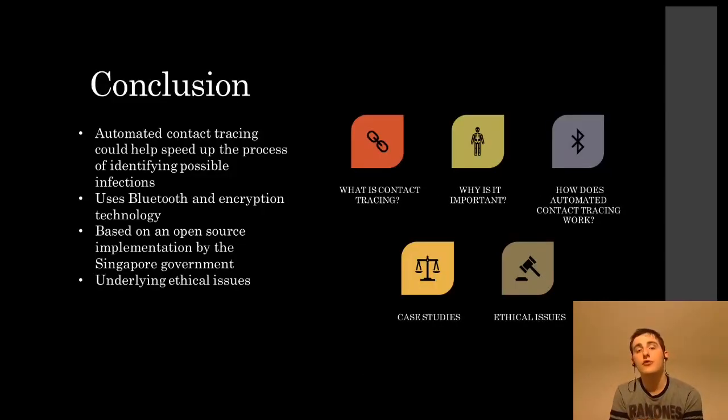And so, in conclusion, automated contact tracing could help us speed up the process of identifying possible infections. Manual tracing is a lot better right now, but in the future, it could help us be able to quickly identify contacts. And that's important, especially with a very fast spreading pandemic. It's very important to be able to identify who's got it and be able to get information to them about testing and prevention. It uses Bluetooth and encryption technology.